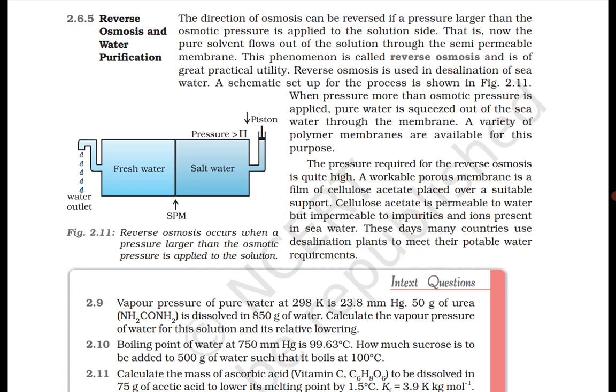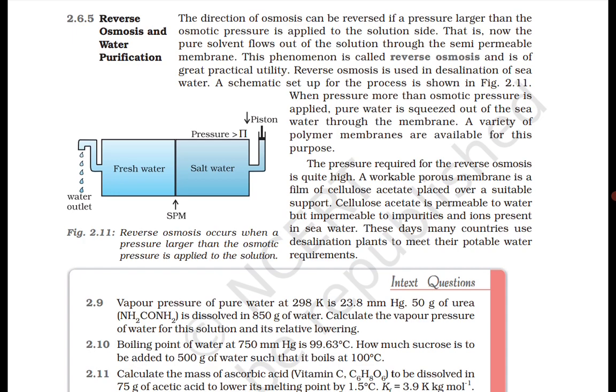2.6.5 Reverse osmosis and water purification. The direction of osmosis can be reversed if a pressure larger than the osmotic pressure is applied to the solution side. That is, now the pure solvent flows out of the solution through the semi-permeable membrane. This phenomenon is called reverse osmosis and is of great practical utility.